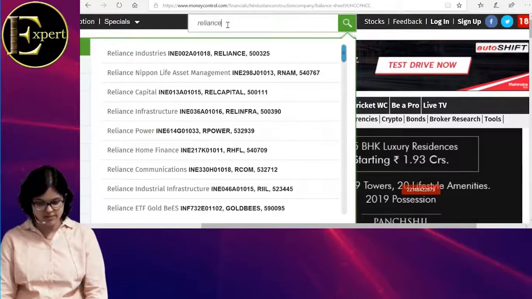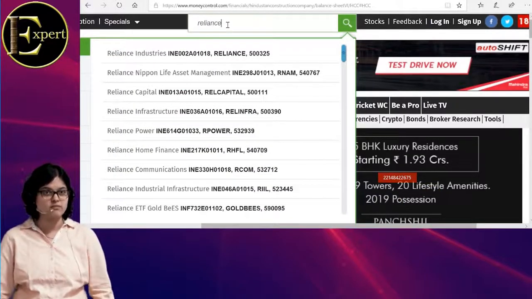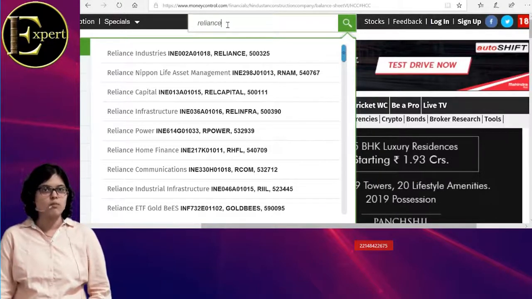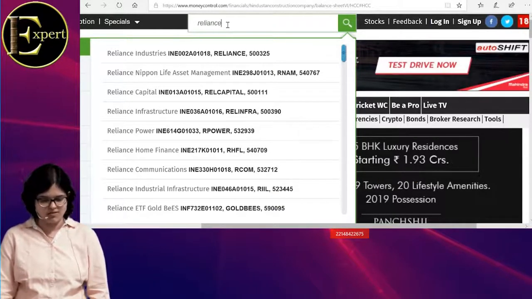ऊपर आ सकता है मतलब? आ सकता है. They can reduce the debt. हाँ. Lavasa project is by HCC.